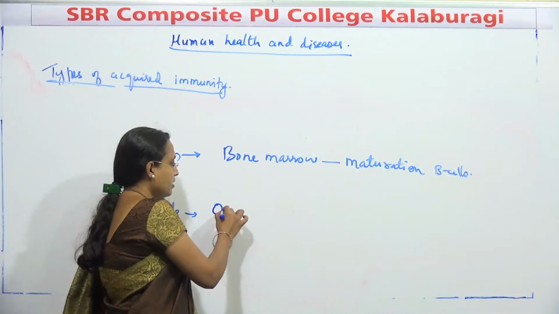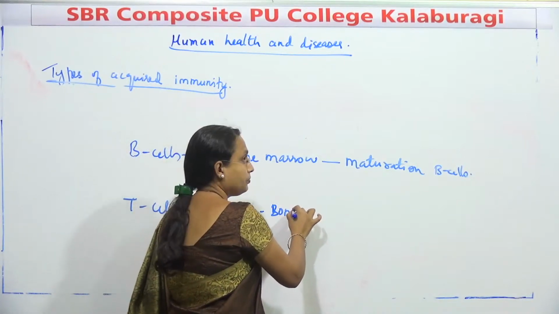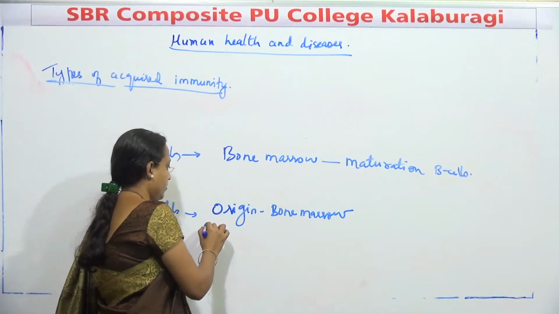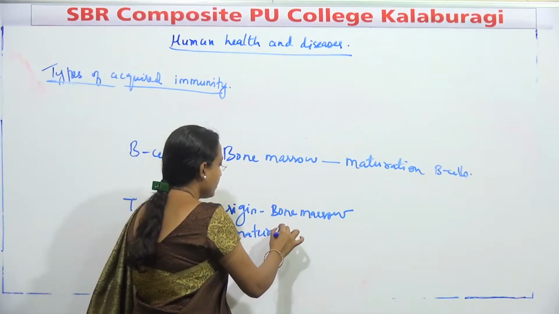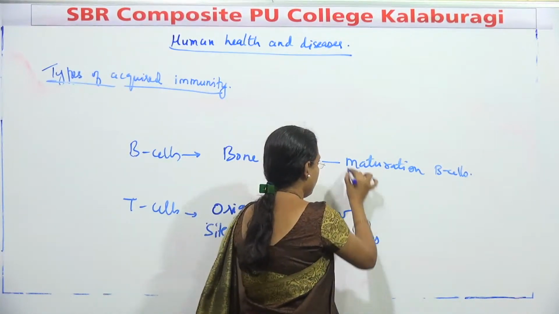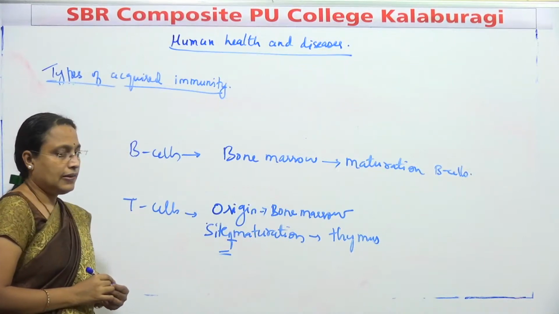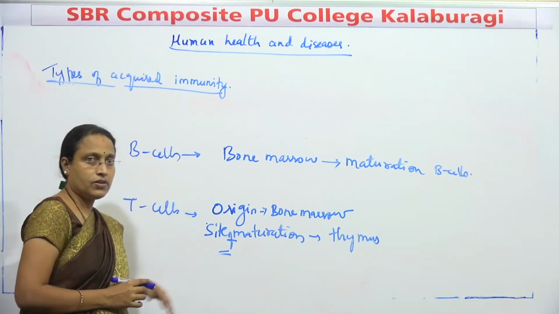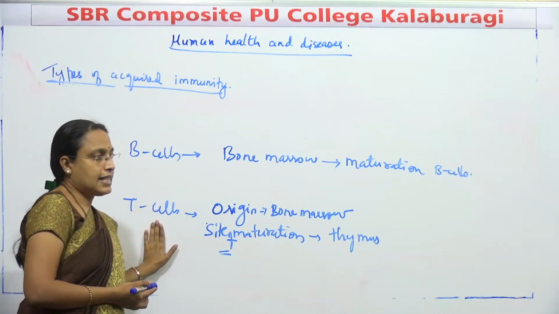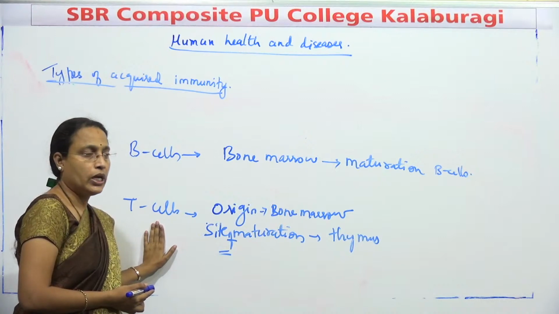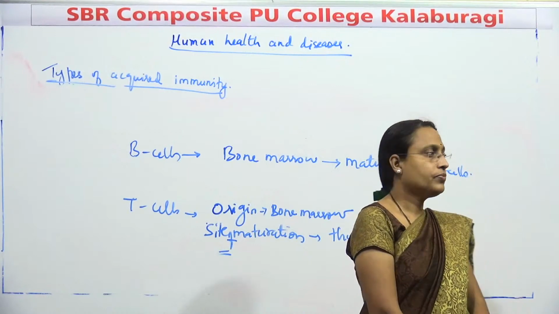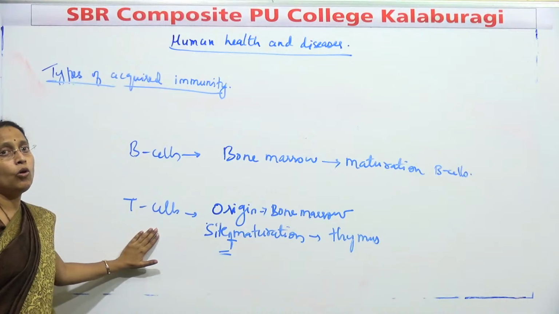Now T cells: origin occurs in bone marrow, but the site of maturation is different. Note it, the site of maturation of T cells is the thymus. That is one difference. Then B cells are responsible for humoral mediated immunity, while T cells are responsible for cell-mediated immunity. The next difference: B cells are not involved in graft rejection, whereas T cells are involved in graft rejection.